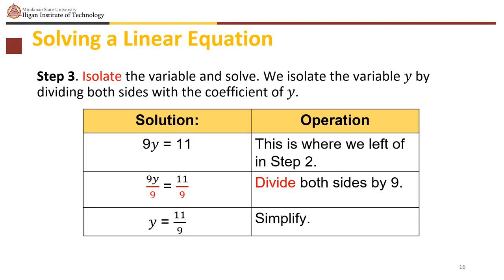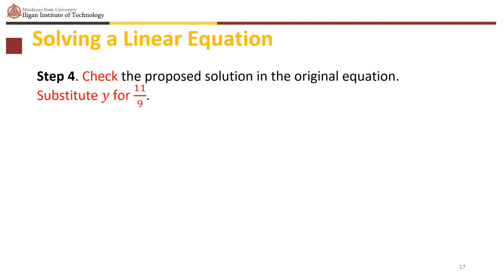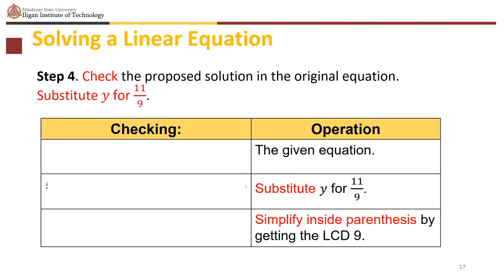So what would be the next step? The next step would be to verify or check the proposed solution in the original equation. And how do we do that? We try to substitute y with 11 over 9. So again, what's the given equation? 5 plus 2 times the quantity 3 minus y equals 4 plus 2 times the quantity y minus 2 plus 5y.